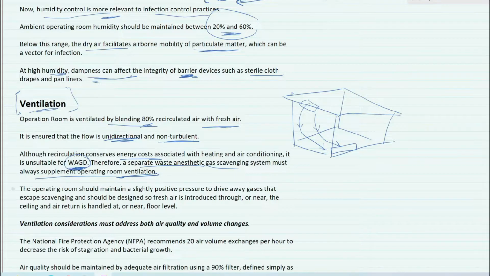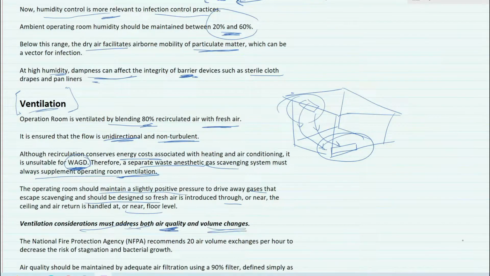Now, the operation room should also maintain a slightly positive pressure to drive away gases that escape scavenging, right? And it should be designed so that fresh air is introduced through or near the ceiling, as we have already discussed here, and vented out through the floor, right? Ventilation consideration must address both of these things. First is air quality, the quality of the air, and the volume changes.